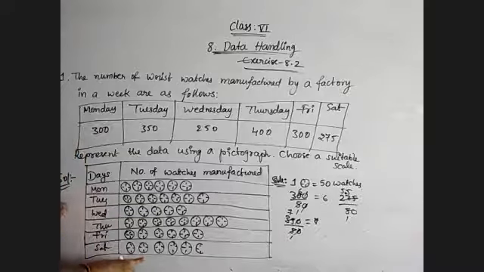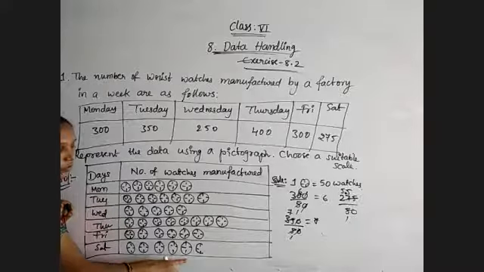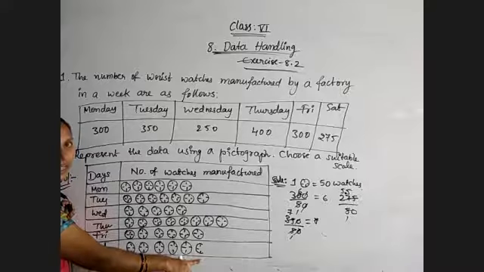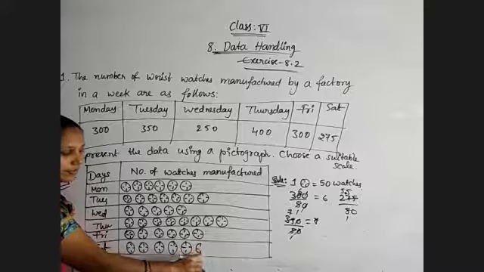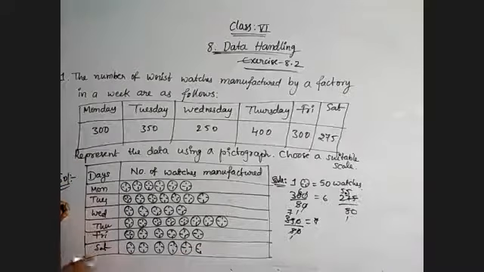50 plus 50 is 100. 100 plus 50 is 150. 150 plus 50 is 200. 200 plus 50 is 250. 250 plus 25, half of 50 is 25. So 275. Okay, like this we have to represent.